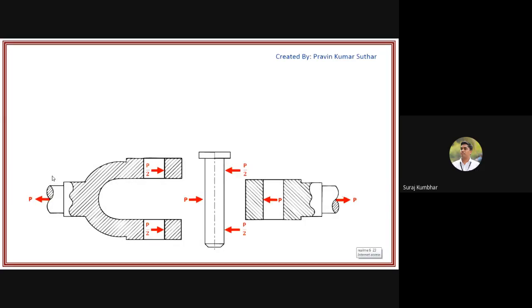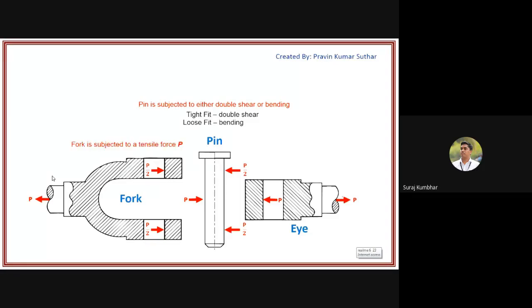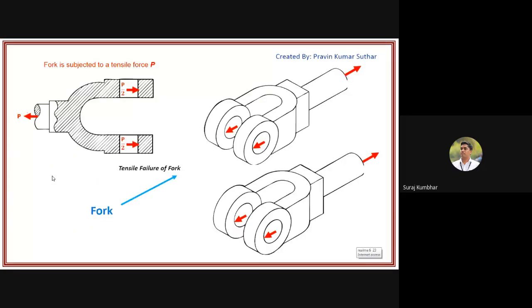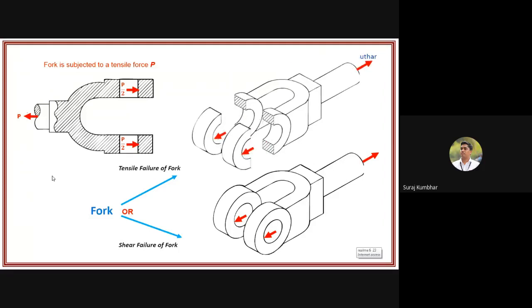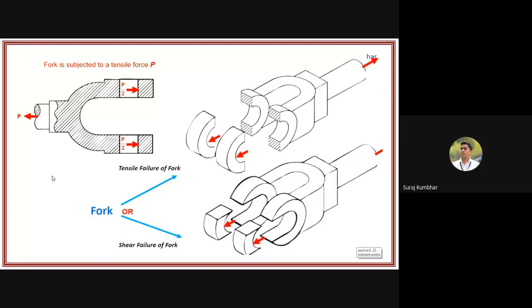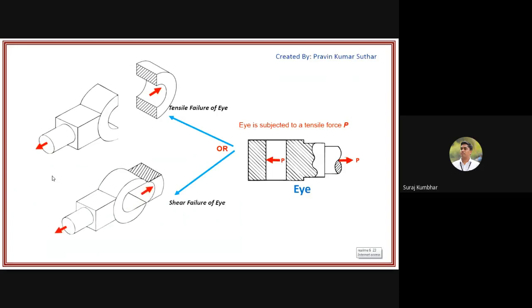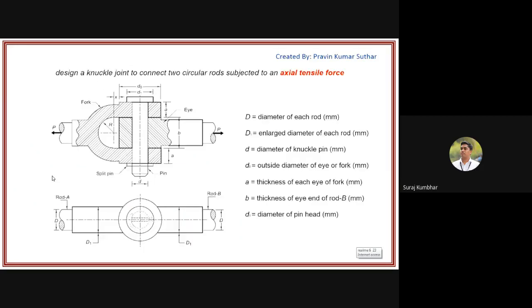Here is the cross-sectional view. When it is a tight fit, it is a double shear case. When it is a loose fit, bending will take place in that particular pin. Here it is a double shear case, then a bending case. When the fork is under tensile failure and shear failure, it is going to fail like this. For the single eye, again tensile failure and shear failure take place likewise. Here is the cross-sectional view and all the notations.